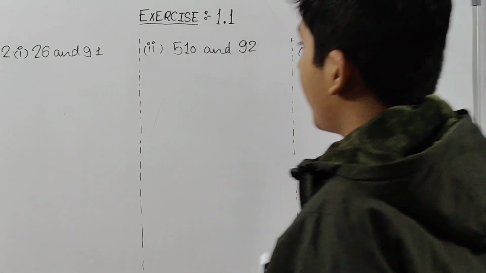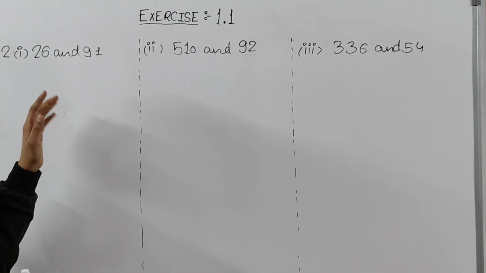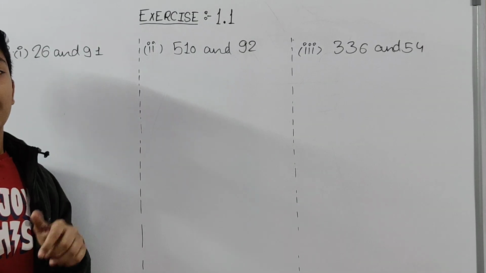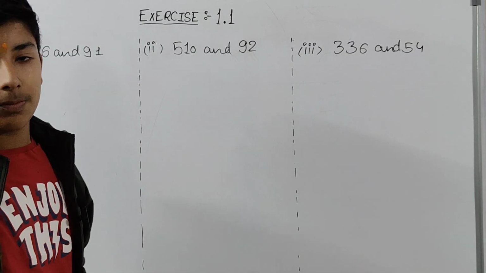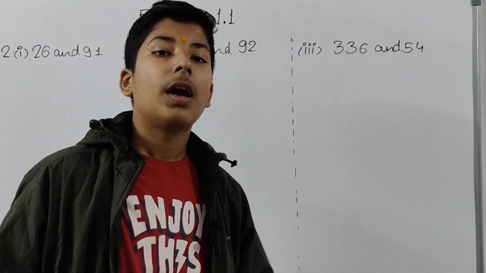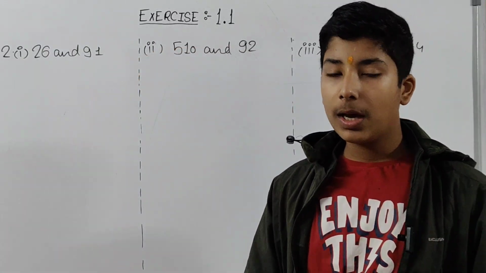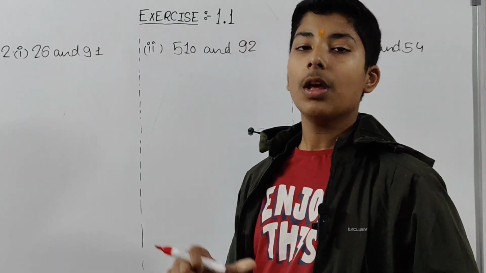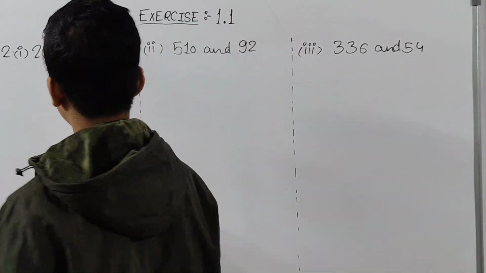Now continuing with this. Here we have to find out the LCM and HCF of these numbers, and then we have to verify also by multiplying them. And also we know the formula: LCM into HCF is equal to the product of the numbers. We'll use that to verify them.